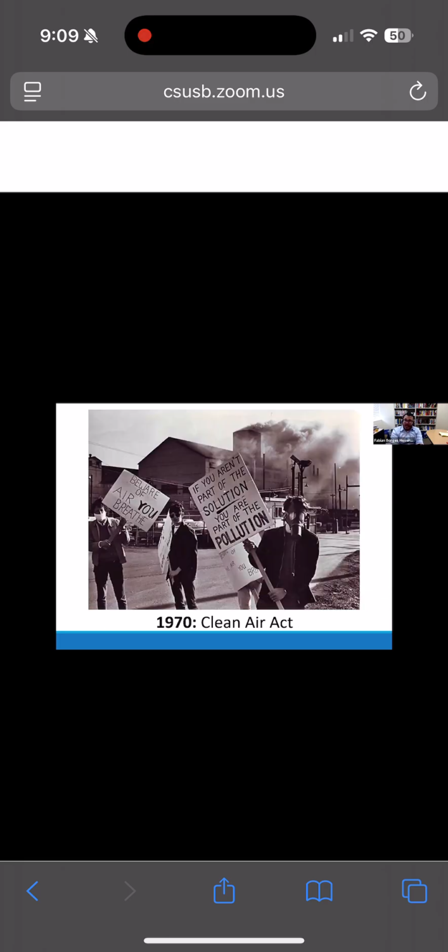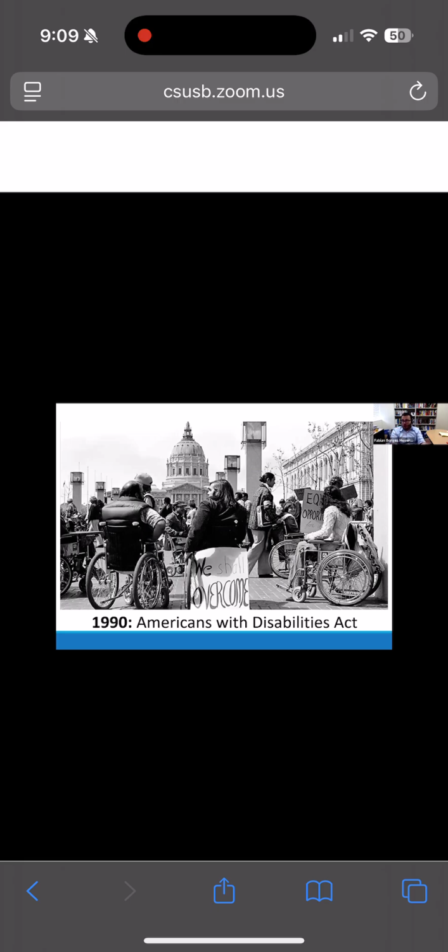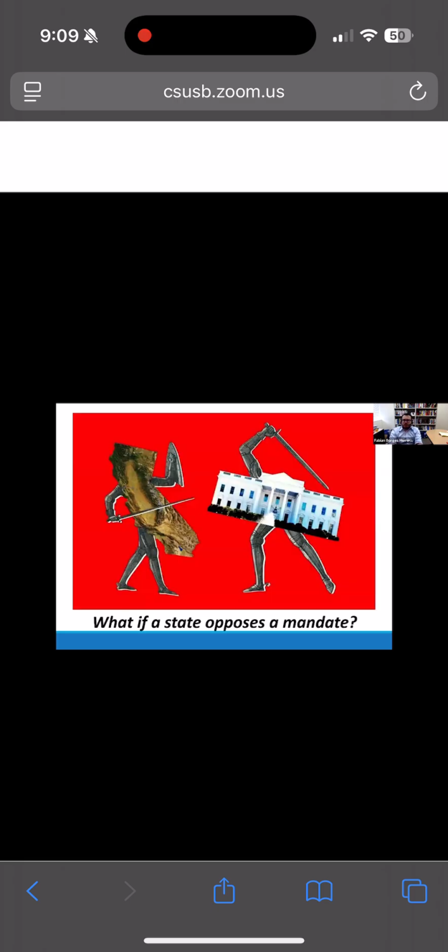Providing clean air, also not explicitly there. You could argue that good education, clean air, the ability of disabled people to access services, that's general welfare. Or it may be related to commerce in some way, but it's not explicitly stated in the Constitution. What happens if a state opposes an unfunded mandate imposed by the federal government?